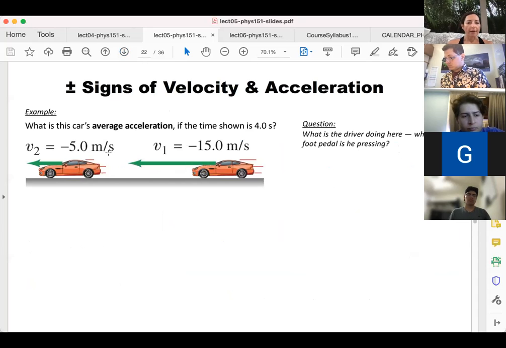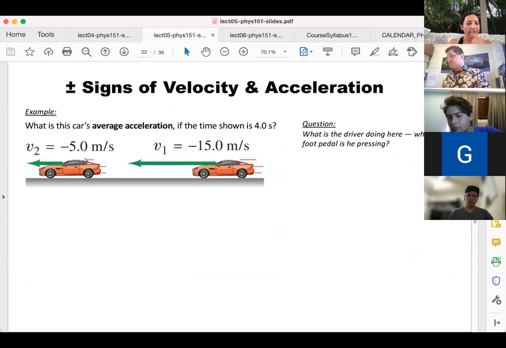So we have another example here. In this case, I would like you to answer. If you had been in class, you would have to answer. And here instead, I feel like I'm doing everything. So what is the car's average acceleration, if the time slot shown is 4 seconds, sorry.